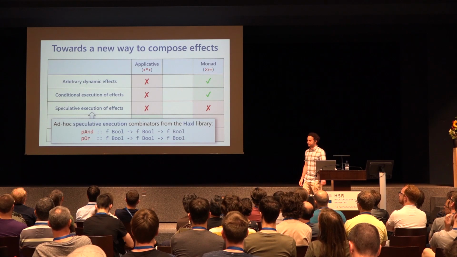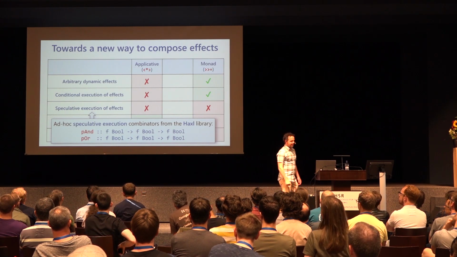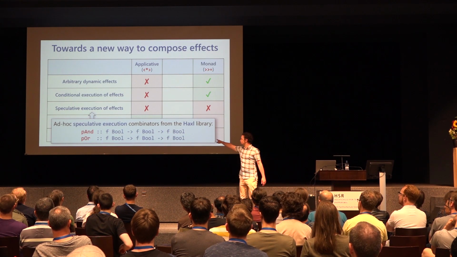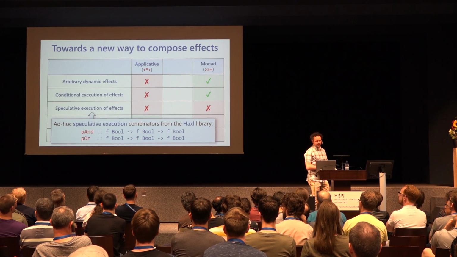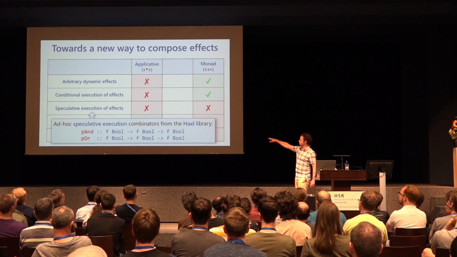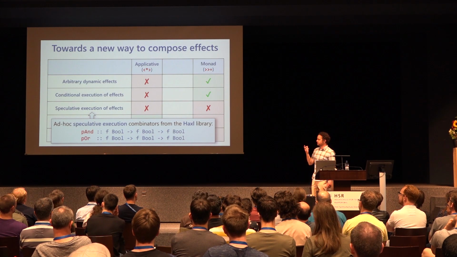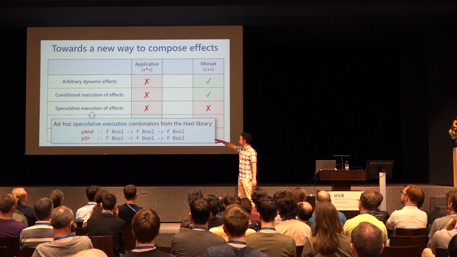This is speculative execution. I found these interesting combinators in the Haxl library, parallel and and parallel or. They take two computations which produce Bool, and if both of them return true, the resulting computation also returns true.